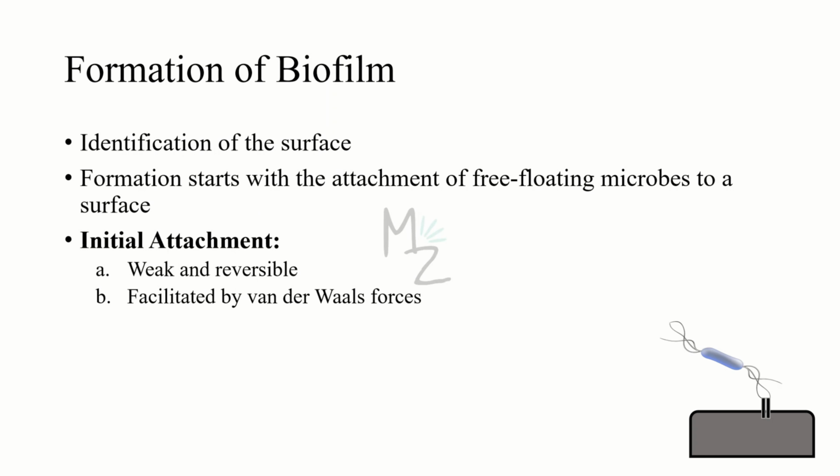Formation of biofilm. We are going to look at how a biofilm is formed and developed. The first important thing is that the microbe will identify the surface on which it is going to form the biofilm, whether it is a living surface or a non-living surface. Living surfaces include mucosal surfaces like those of the heart and respiratory tract, and non-living surfaces include catheters, prosthetic devices, tampons, surgical lap pads, etc. And the formation of biofilm starts with the attachment of free-floating microbes to the surface.